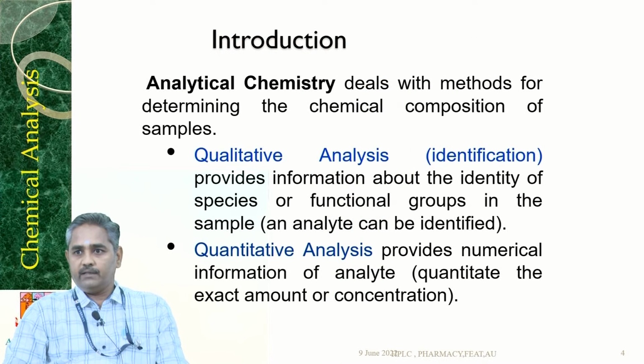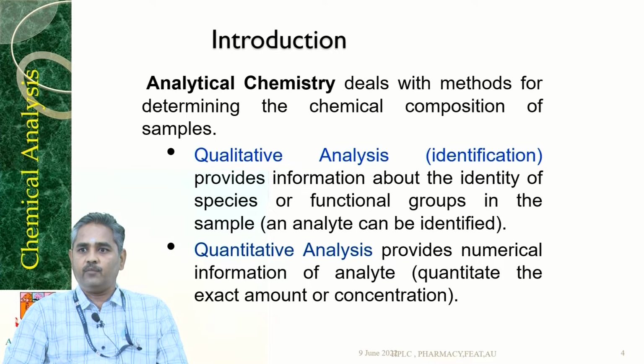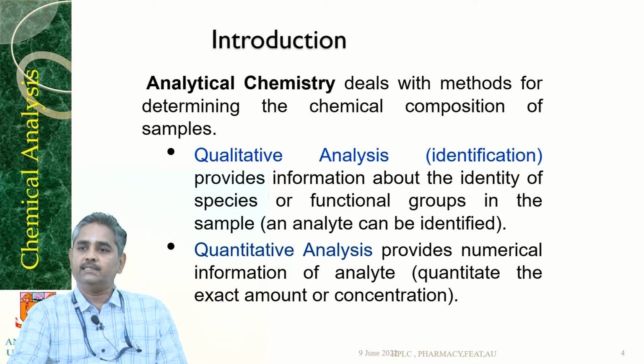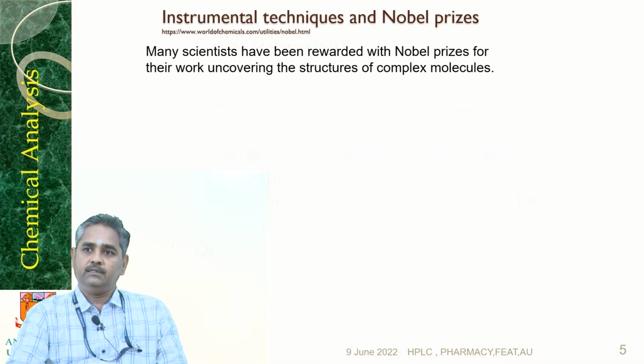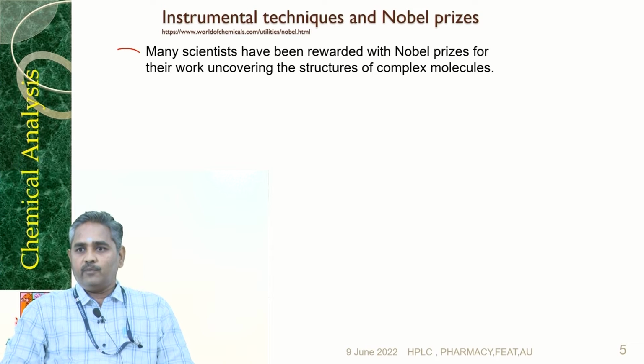Introduction: analytical chemistry deals with methods for determining the chemical composition of samples. It is of two different types: qualitative analysis, that is for identification, and quantitative analysis, with which you can find out the exact amount or concentration. So, qualitative analysis and quantitative analysis. Instrumental methods of analysis and their Nobel Prizes.